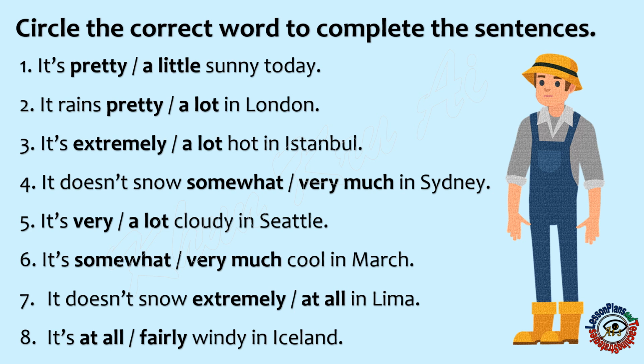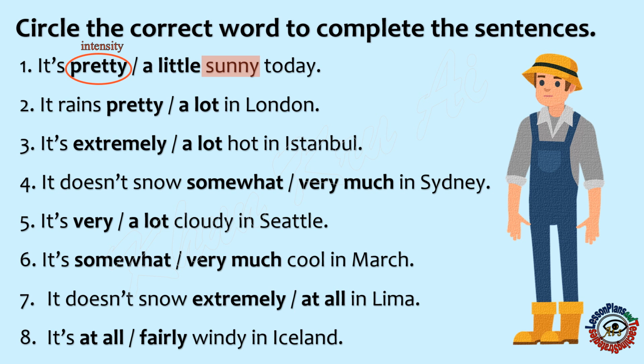Circle the correct words to complete the sentences. 1. It's pretty or a little sunny today. Sunny is the weather condition. We have to choose an intensity before the weather condition. Pretty is the only intensity in the given choices. So, the correct answer is pretty. It's pretty sunny today.